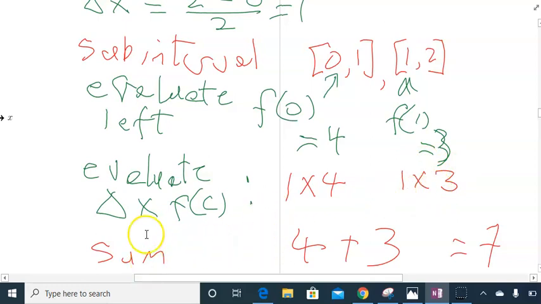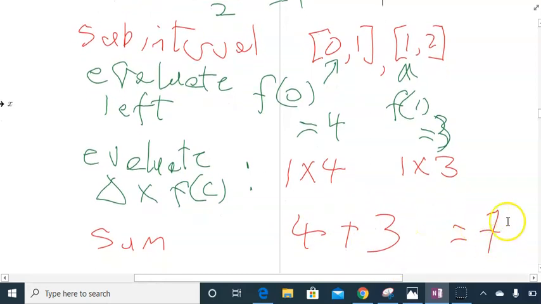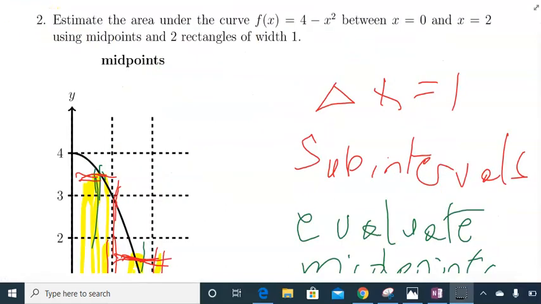And then we sum these. We sum all our delta x's times f of c's, and that would be 4 plus 3, 4 from the first rectangle, 3 from the second rectangle. 4 plus 3 is equal to 7, so our area is equal to 7. Now you want to say 7 units squared, that's fine, but area is equal to 7. The areas that we are calculating are estimates for the area under the curve. So in the first one that we calculated, that was an estimate for the area under the curve.